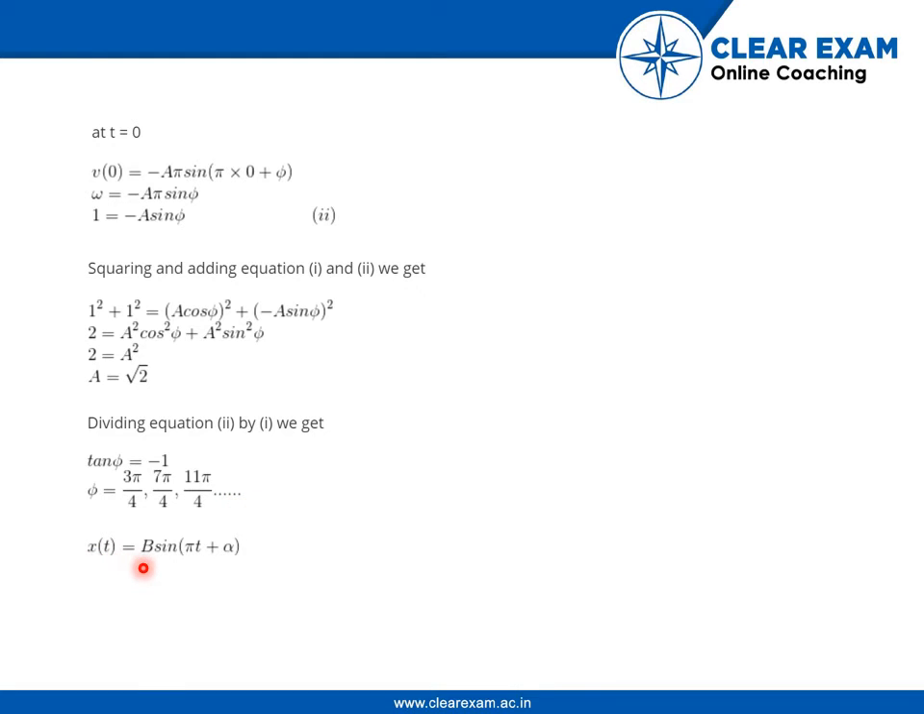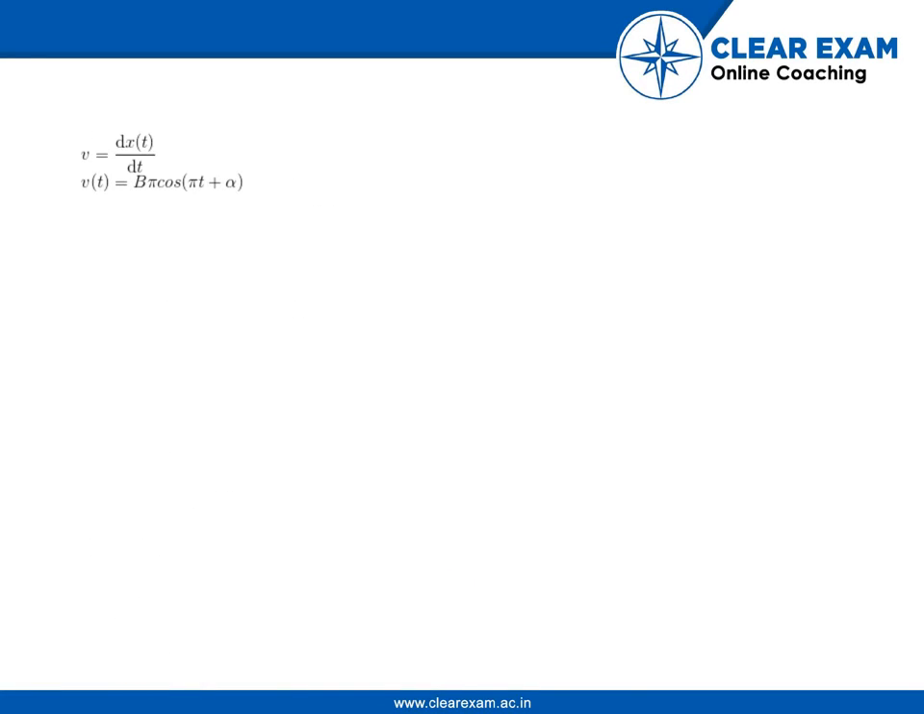Now x(t) is equal to b sin(pi t plus alpha). At t equal to 0, 1 equals b sin alpha. That's our number 3 equation.